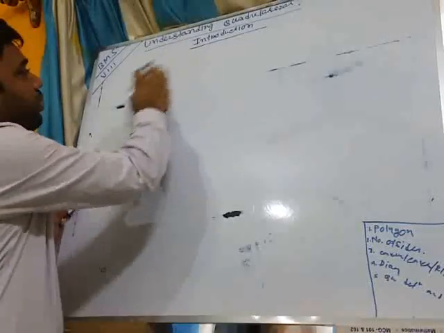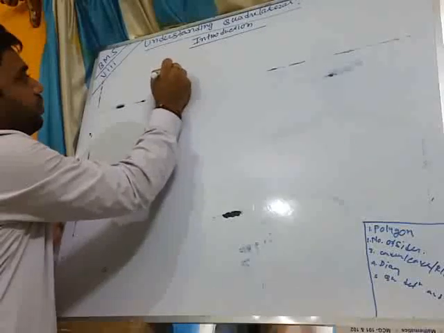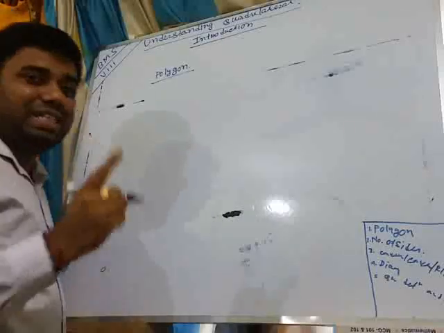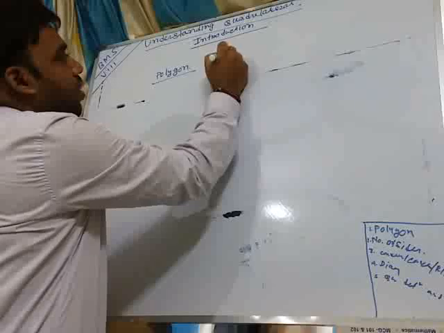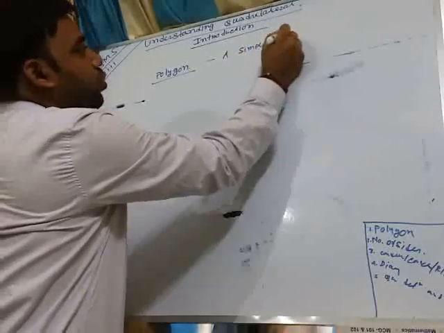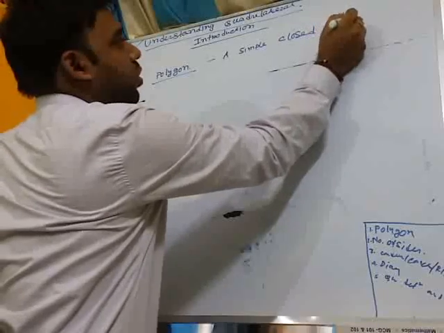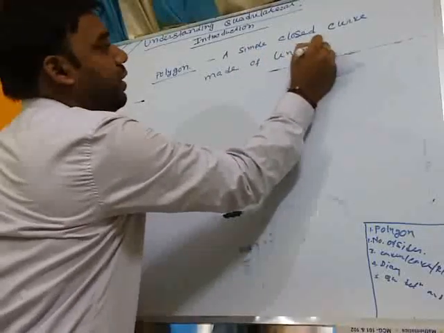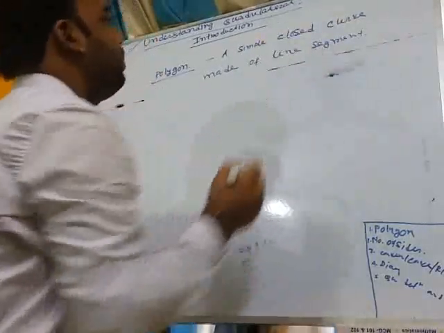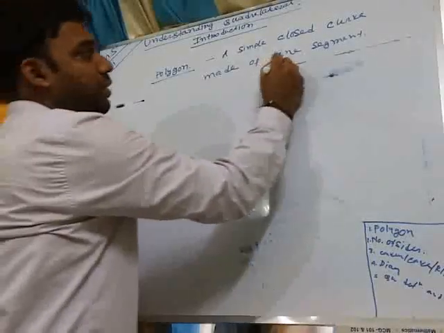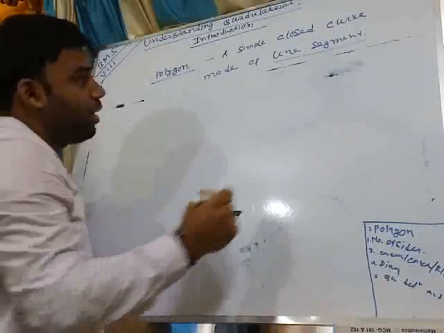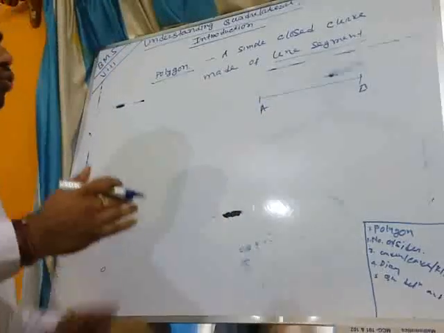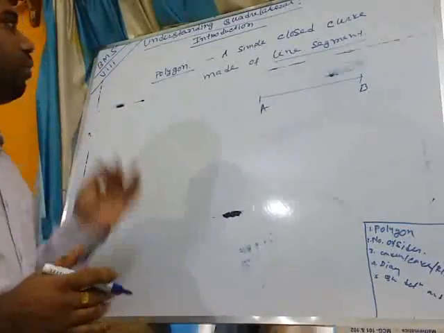First, we should start from the word polygon. What is a polygon? A polygon is a simple closed curve made of line segments. What do you mean by line segment? That is a part of a line. For example, AB, which has an edge AB. So with line segments, we can form a polygon.